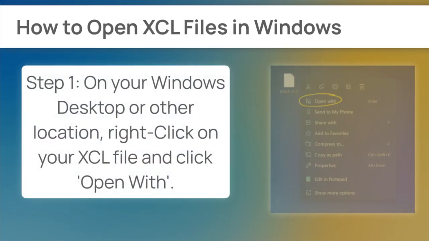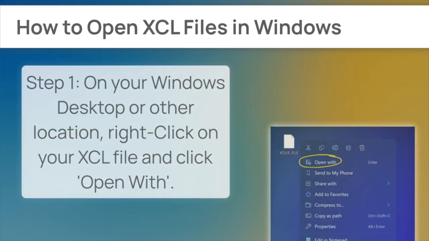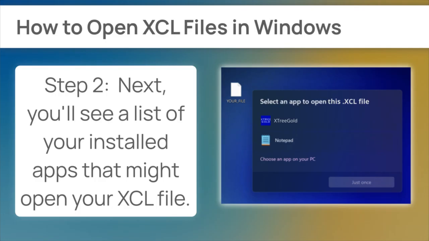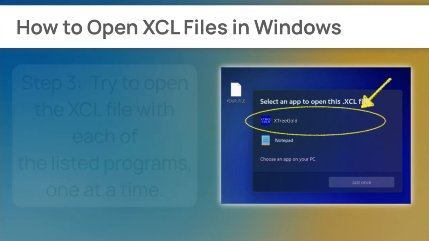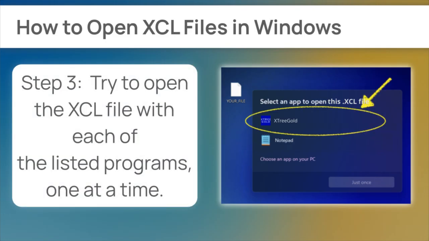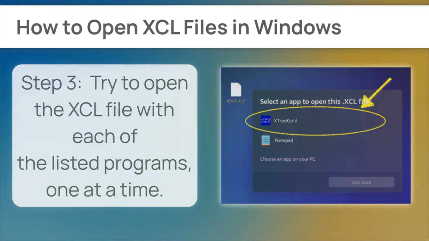The easiest way to rule out a simple failure is testing. Right-click your XCL file and choose Open With. Use XTree Gold first. If it's not there, try another application. A quick test is very revealing.